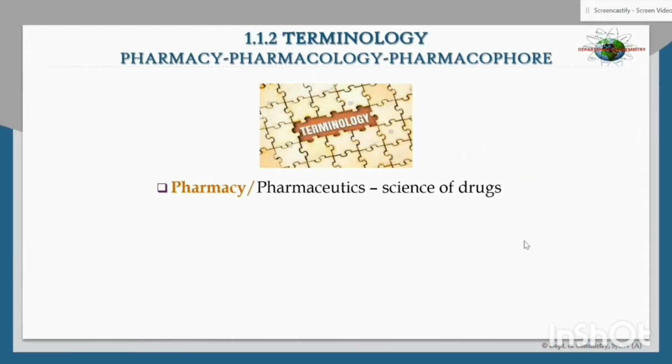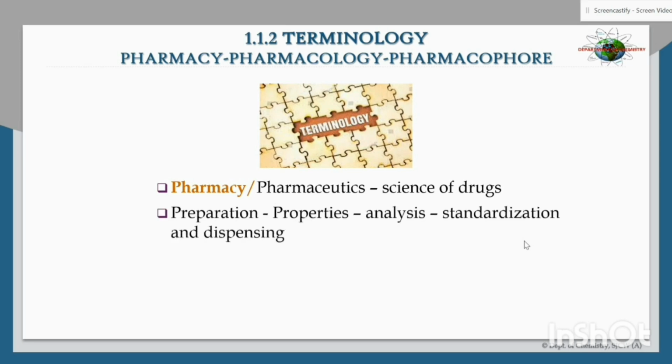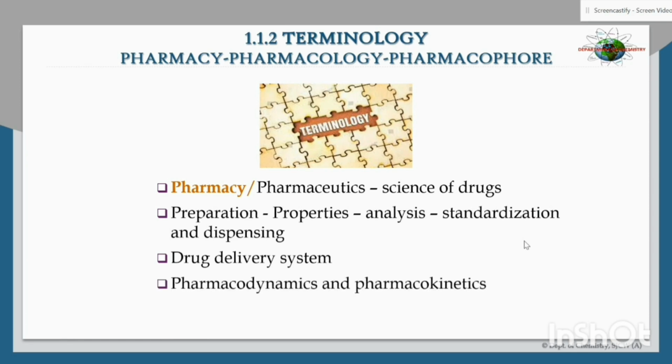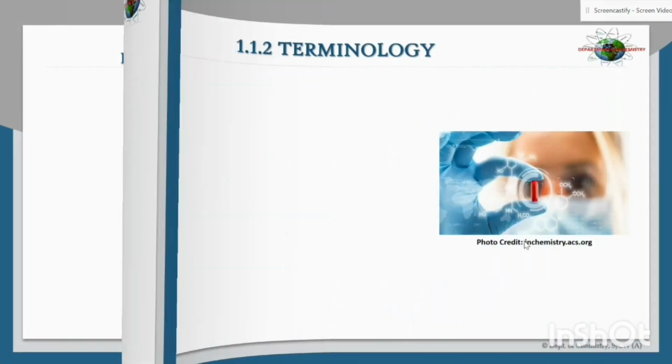Terminology. What is pharmacy? Pharmacy is also called pharmaceutics. It is simply the science of drugs. It deals with the preparation, properties, analysis, standardization, and dispensing of drugs. It also includes studies on drug delivery system and pharmacodynamics and pharmacokinetics of synthetic drugs or medicines.